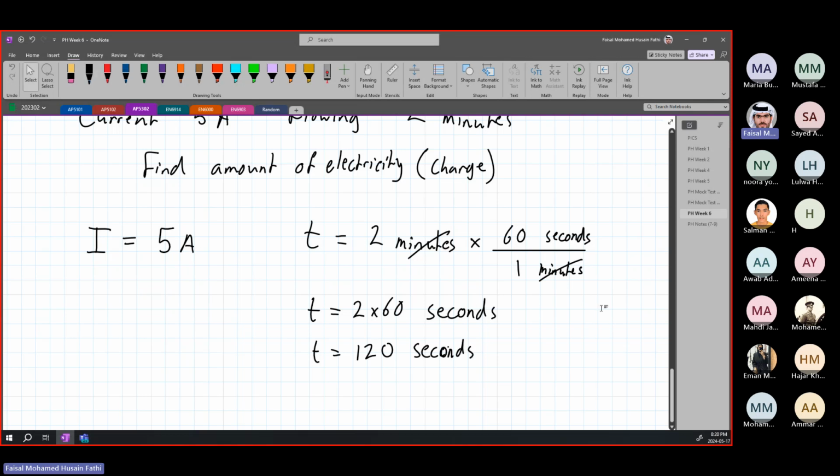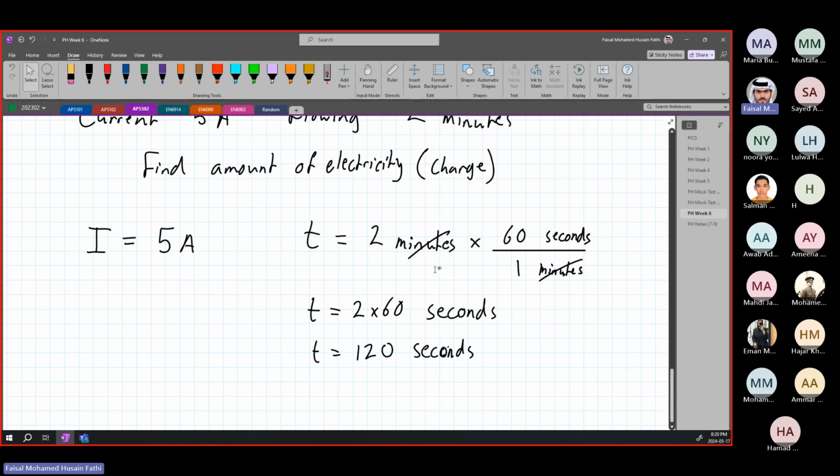Again, I prefer using this method if you still get confused about converting units. But if you can already do it directly, you can do it directly. Just make sure that you are doing the conversion correctly. And remember, you need to have it in seconds. You cannot just multiply 5 amperes by 2 minutes. That will be incorrect, all right?